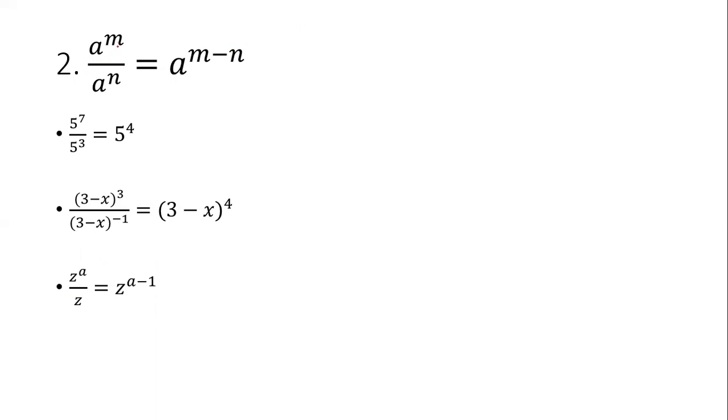Dito naman, a raised to m divided by a raised to n equals a raised to m minus n. Simply means, if we have two exponential expressions having the same base. So ulit, same base po, a. We simply copy the base and then we subtract the exponents, starting of course with our numerator's exponent, followed by the denominator.